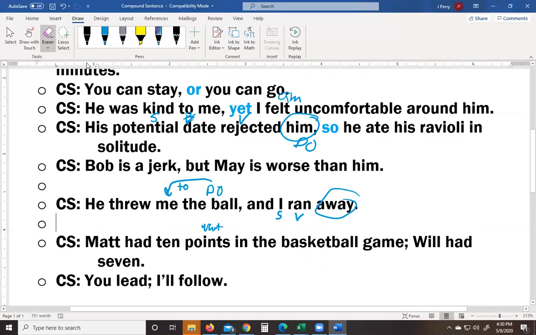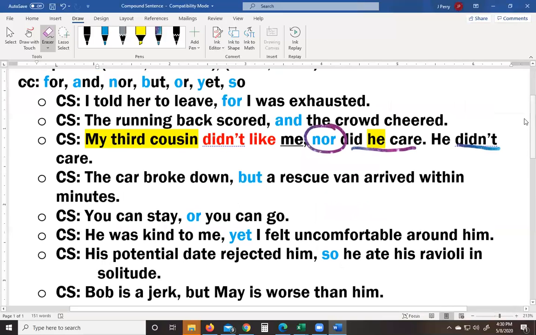Now, one of the things that, let's just erase all of these. One of the things that you need to remember when you write these is you can use any of those variety, but you have to do a subject, subject verb, comma, FANBOYS subject verb.